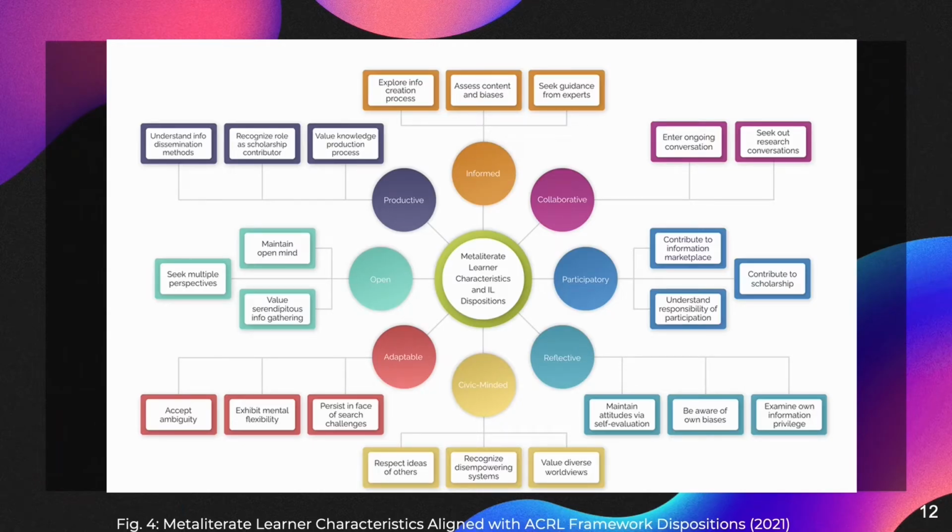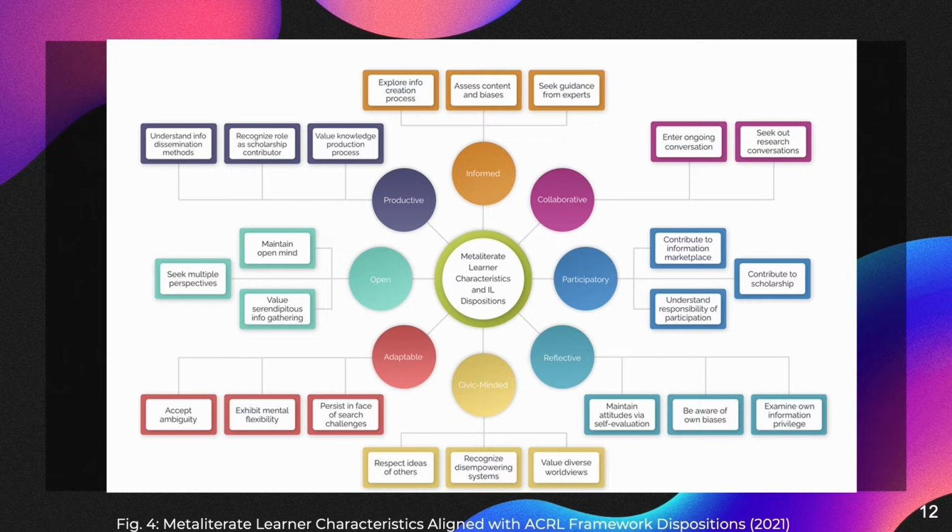To delve a little more into the meaning of each of these characteristics, we have a look at this particular flowchart. Being informed refers to exploring the information creation process, assessing content and bias, and seeking guidance from experts. Being collaborative is attributed to entering ongoing conversations and seeking out research conversations. Being participatory means contributing to the information marketplace, understanding the responsibility of participation, and contributing to scholarship.